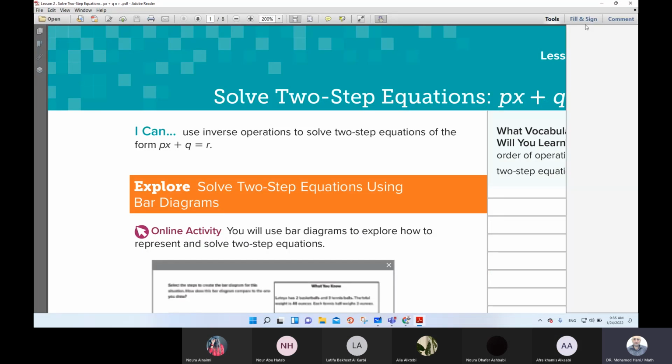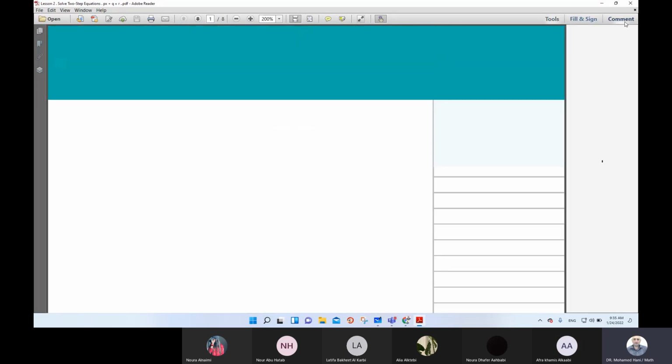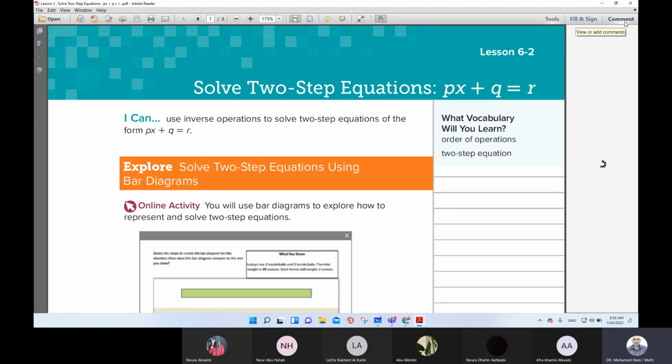Math grade 7. We are in module 6, lesson 2. Solve two-step equations, bx plus q equal r.